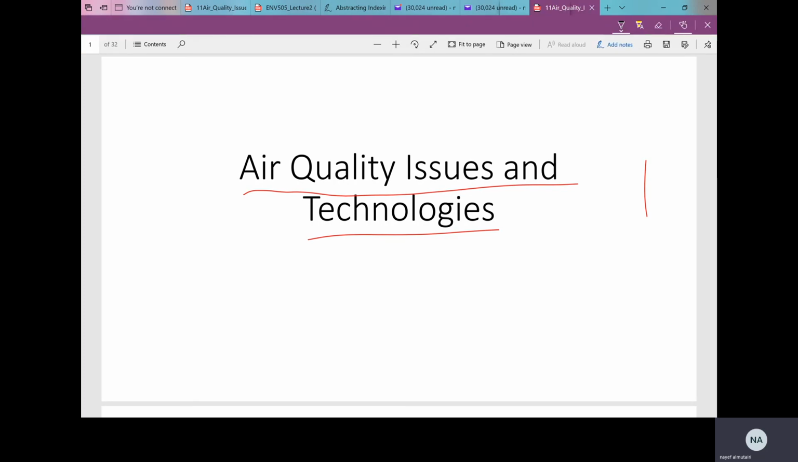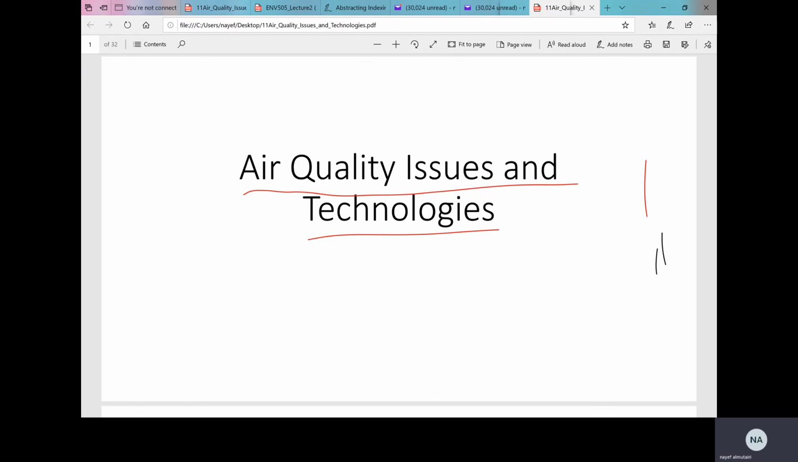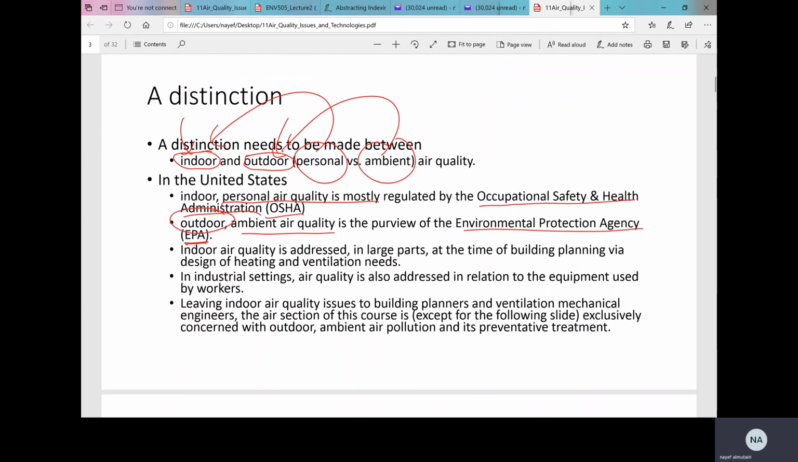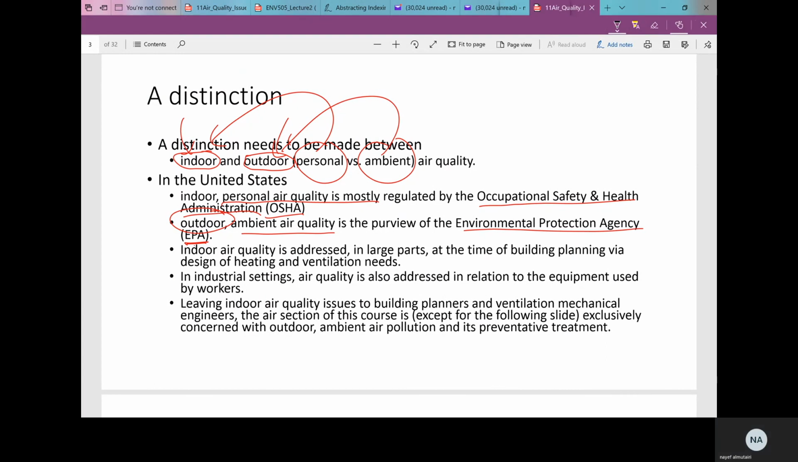Air quality issues and technologies. Chemicals that humans could breathe are toxic, potentially fatal, harmful to lungs, and cause cancers. Of course, clean air is very important to humans, animals and plants. Also, we have to understand there is indoor air, which is related to personal exposure, and there is outdoor air, which is related to ambient air quality.